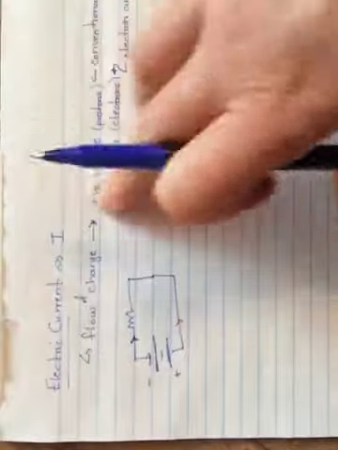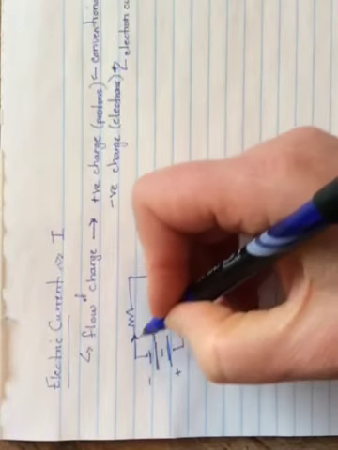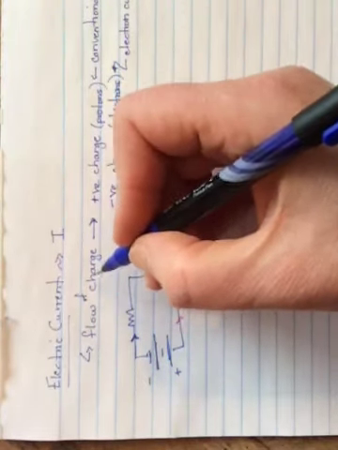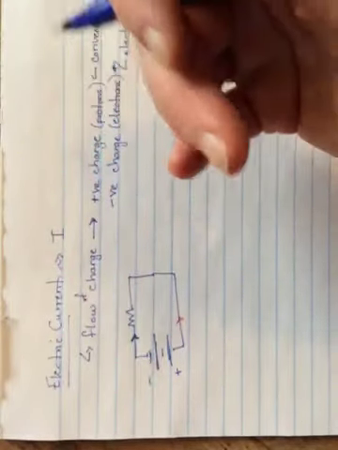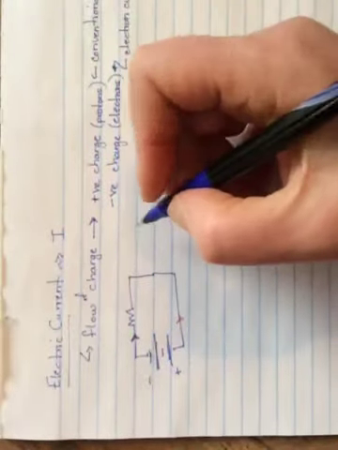What do you need to get current to flow? Well, you need a material through which it will flow. You need something creating a difference in potential. A few minutes ago I said, when you touch the doorknob, charge flows from you to the doorknob because you have more charge than it. And that's called a potential difference.